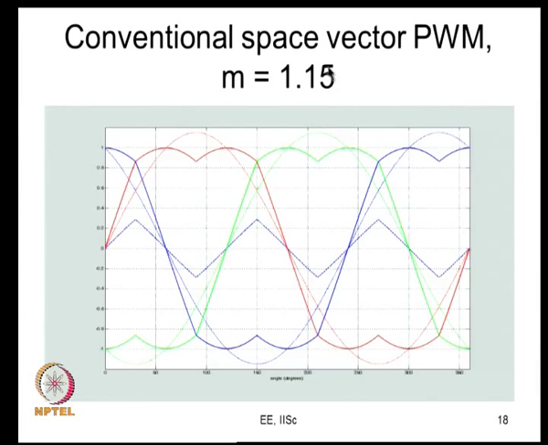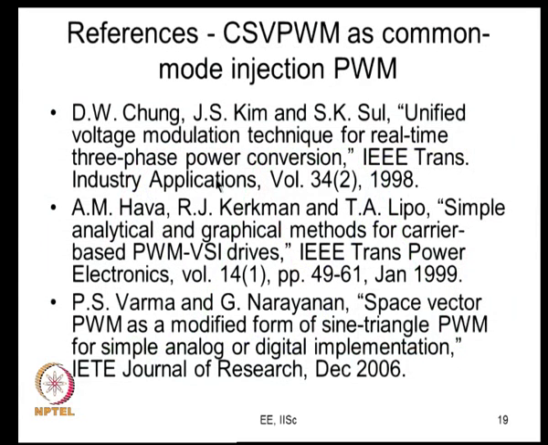1.15 more precisely is 2 by root 3, or reciprocal of root 3 by 2, which is sine 60. So, you see that here MR star just touches 1, whereas the peak value of MR is actually higher than 1, that is 2 by root 3. So, this is what is responsible for the 15% higher DC bus utilization, and so this is conventional space vector PWM giving you higher DC bus utilization.